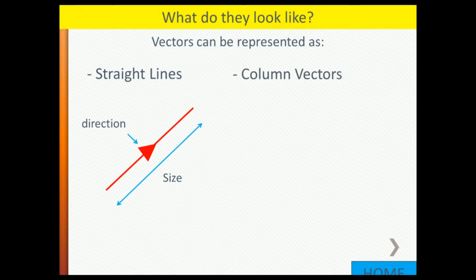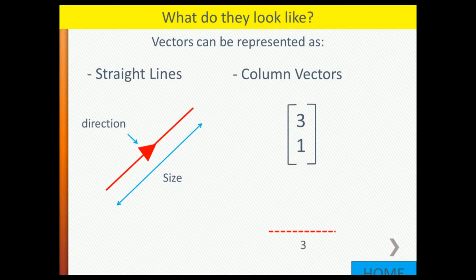They can also be written as column vectors, and we saw these when we did translations earlier in the year. They look like that. The 3 indicates 3 to the right, a minus 3 would indicate 3 to the left, a 1 indicates 1 up, and a minus 1 would indicate 1 down.